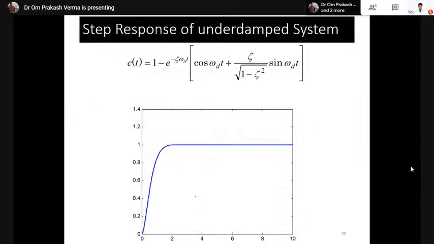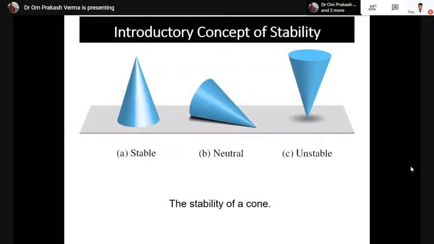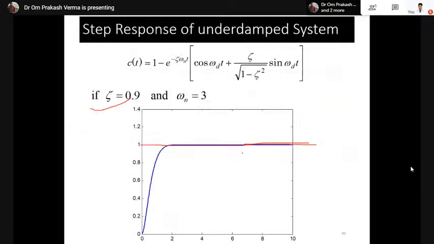Now when you increase the value to zeta equal to 0.9, you can see you have achieved the set value with less error at omega n equal to 3. So these are some underdamped system responses. I think you have understood it.